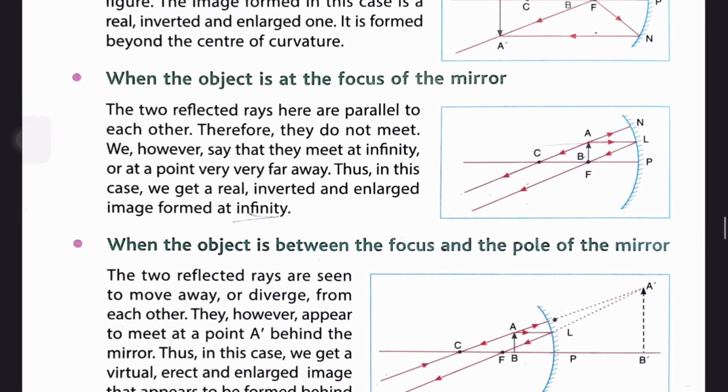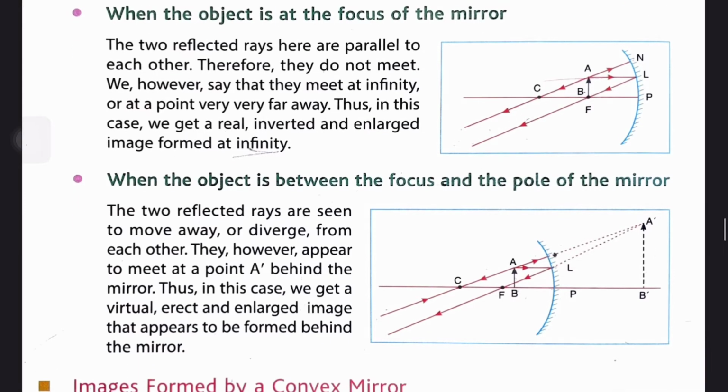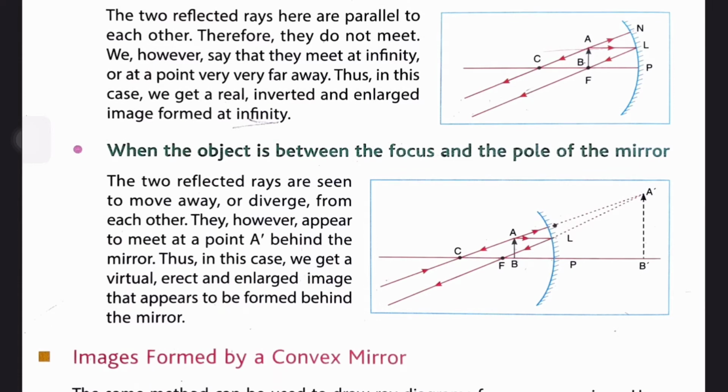Next, when the object is at the focus of the mirror, the two reflected rays here are parallel to each other. Therefore, they do not meet. We, however, say that they meet at infinity or at a point very far away. Thus, in this case, we get a real, inverted and enlarged image formed at infinity.